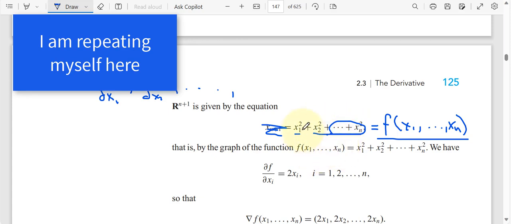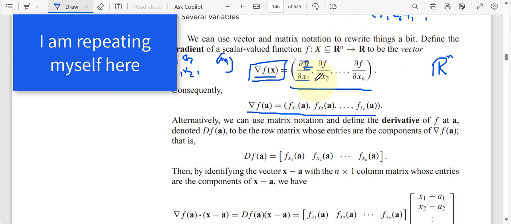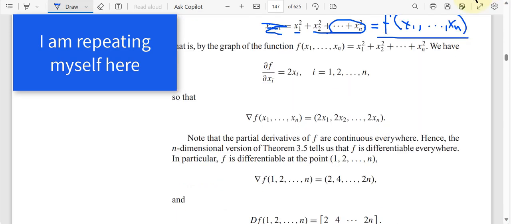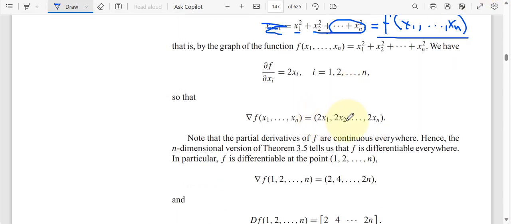And you can see the pattern here. You get 2x sub 1, you get 2x sub 2, you get 2x sub 3, and so on up to 2x sub n. And so they write 2x sub i for the partial of f with respect to x sub i. So now we have all of them, so we can just dump them in here, and that's going to be our gradient. So it's 2x1, 2x2, all the way up to 2xn. And that is called the gradient of this function.